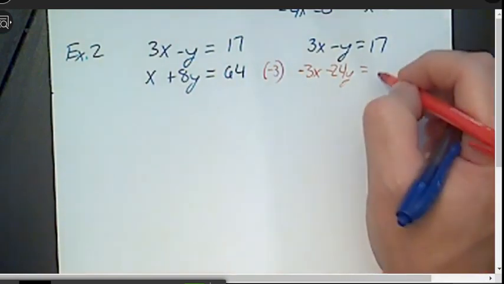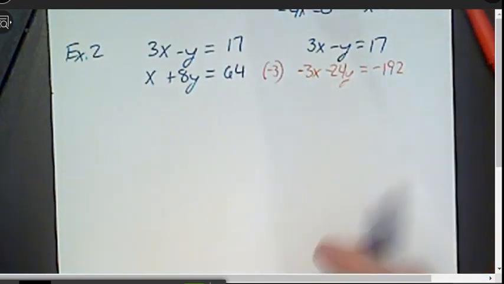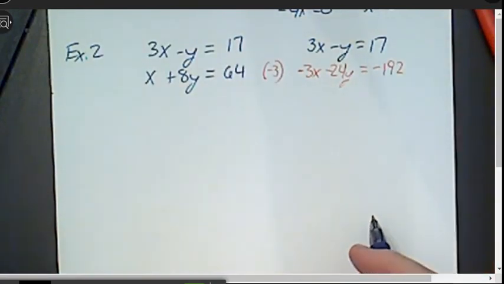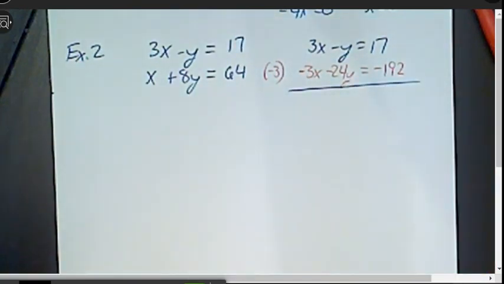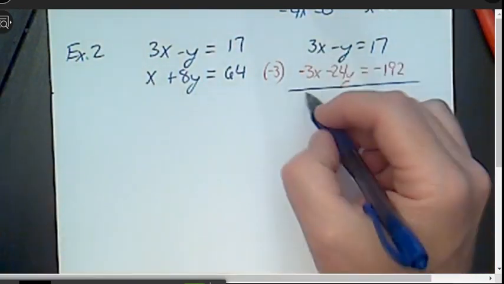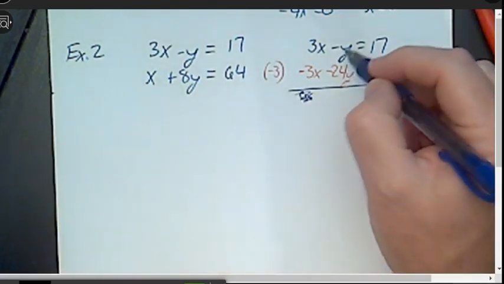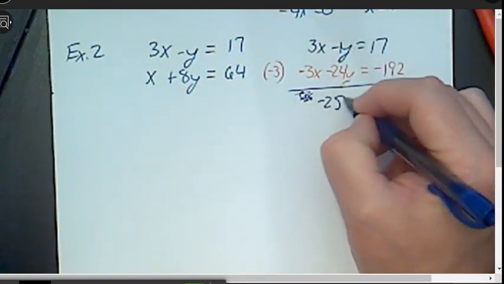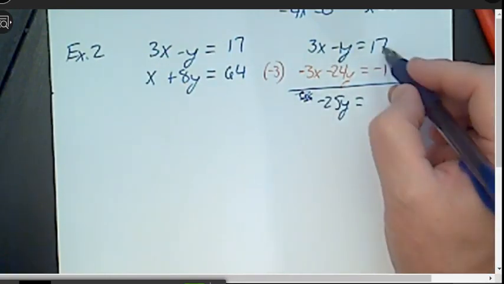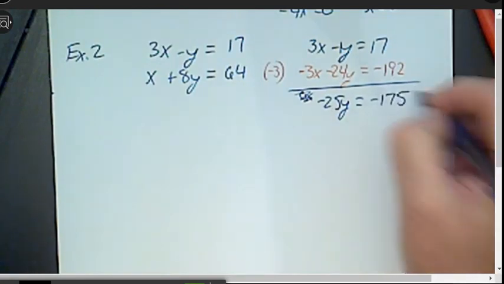That is -192. Now I'll go back and give you a what if here in just a second. All right, so we've got 3 minus 3, which is 0. So that's what we wanted, so that the x is gone. You've got -1 minus 24, which would be -25. If we do 17 minus 192, that's going to be -175.